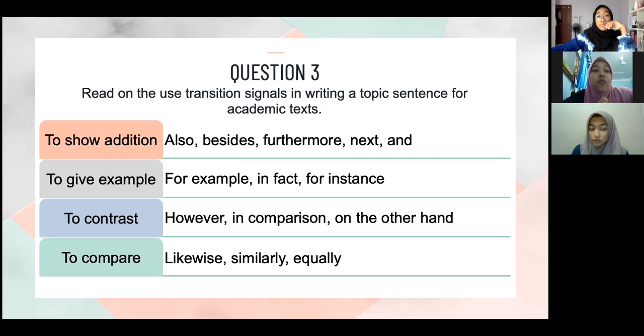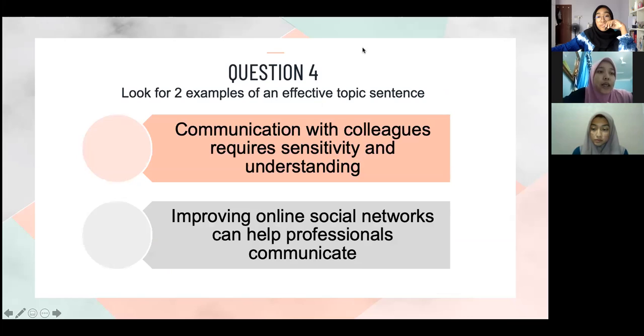Next, to contrast, we can use however, in comparison, on the other hand, and also. Previously, the group of Izah and Azi already presented about the transition signals of contrast. We can also use nevertheless, while. Next, to compare, we can use likewise, similarly, and so on.